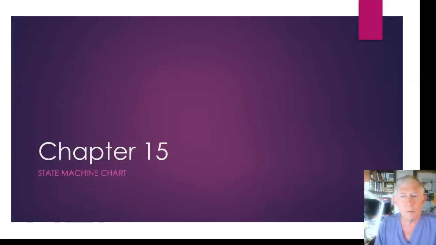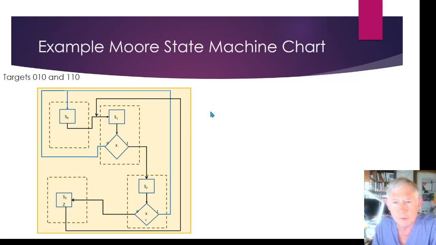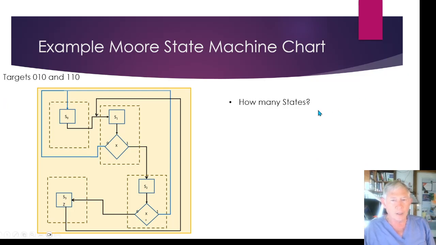Okay, so here are the slides, and we'll just go ahead and start. Again, these are the objectives we already covered. We already covered this, and here's our state graph. Now, what I want to point out here, let's take a minute and look at this. First, we want to ask, our targets are 0, 1, 0 and 1, 1, 0, okay? How many states do we have?